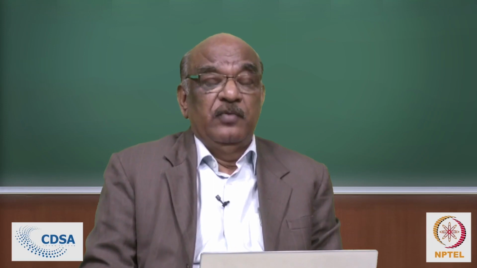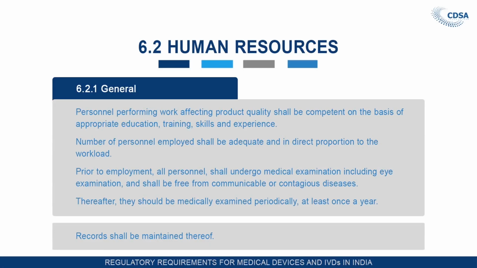Human resource general. Now we come back to some personnel portion of the QMS. Personnel performing work affecting product quality shall be competent on the basis of appropriate education, training, skills and experience. Number of personnel employed shall be adequate and in direct proportion to the workload. Prior to employment, all personnel shall undergo medical examination including eye examination and shall be free from communicable or contagious diseases. Thereafter, they shall be medically examined periodically at least once a year. Records shall be maintained thereof.